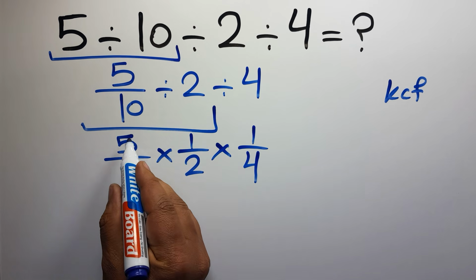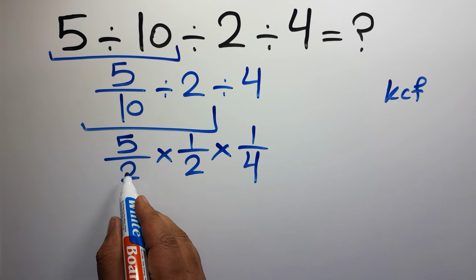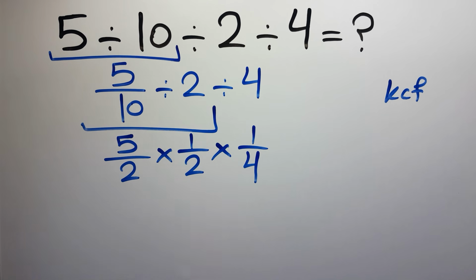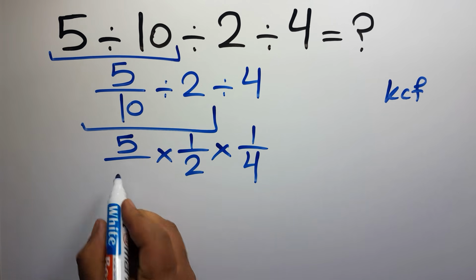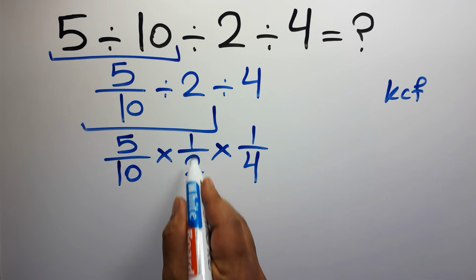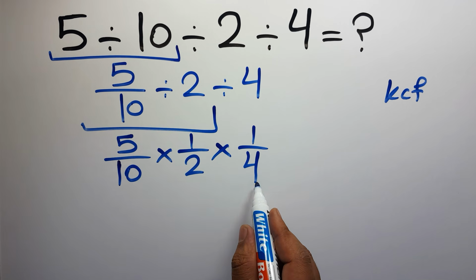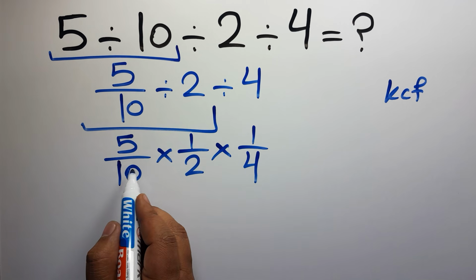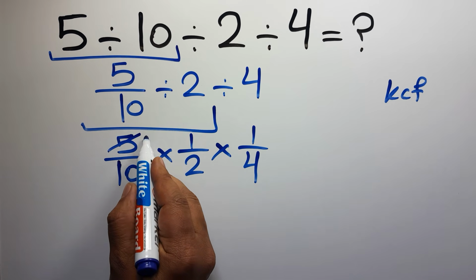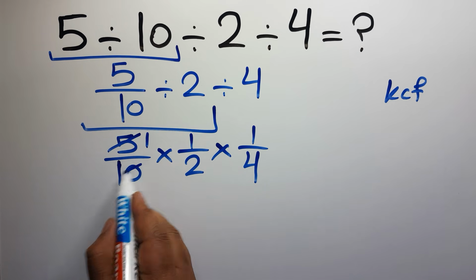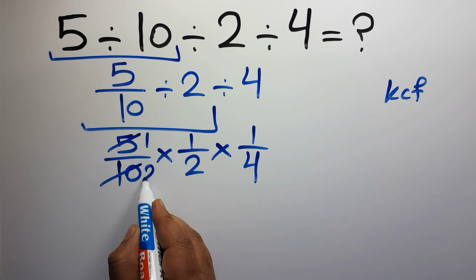Okay, so 5 over 10, then times 1 over 2 times 1 over 4. First, let's simplify this fraction. 5 divided by 5 gives us 1, and 10 divided by 5 equals 2.